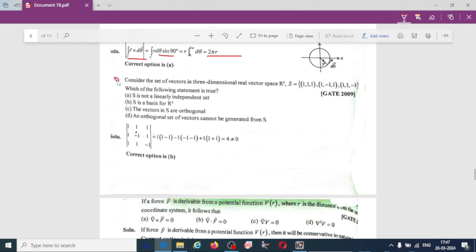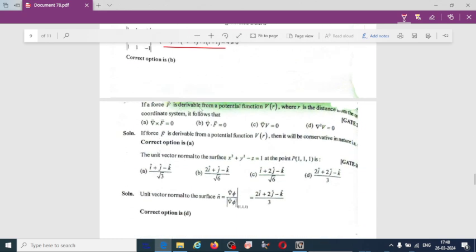Consider the set of vectors in three-dimensional real vector space. Which of the following statements is true? So first you need to take the determinant of this. If you do simplification, answer is going to be 4, that is not equal to 0. Then if you read the options, S is the basis of R cube.